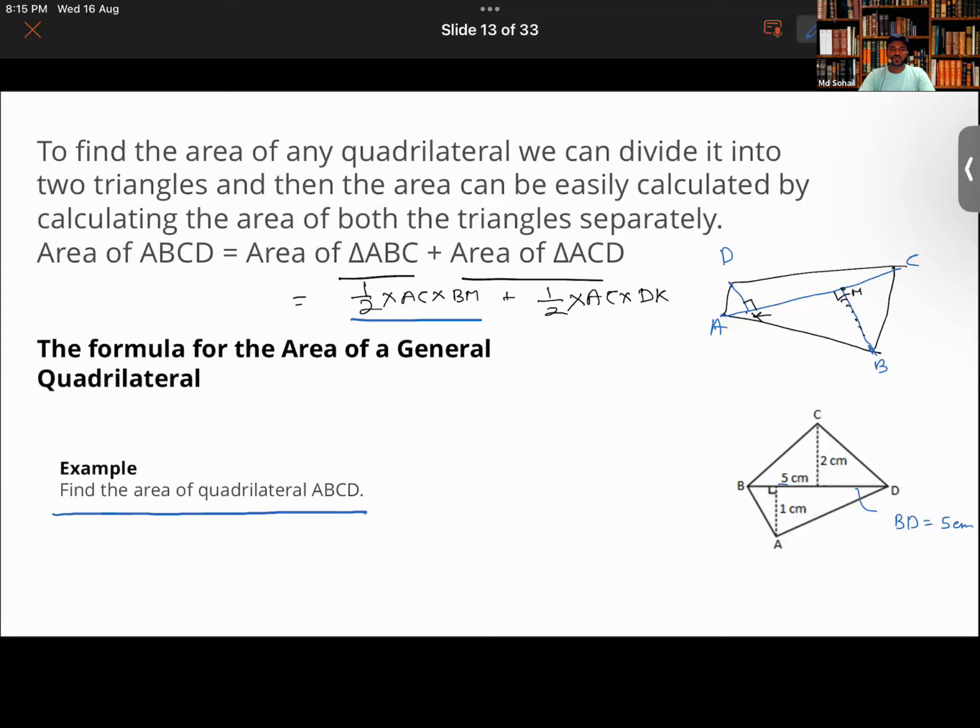Right now you guys are solving it using the conventional method, the general method which we know. But we will also have a look at the special formula required to solve this question.